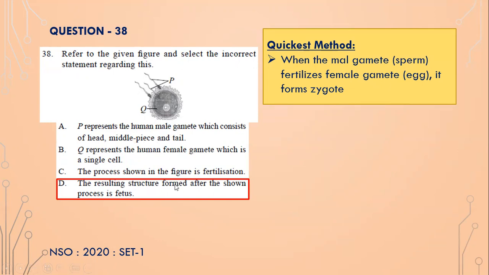The resulting structure formed after the shown process is fetus. No, normally what is formed when the male gamete, sperm, fertilizes the female gamete, which is egg, it forms zygote. And then zygote develops into fetus, but first it forms zygote.